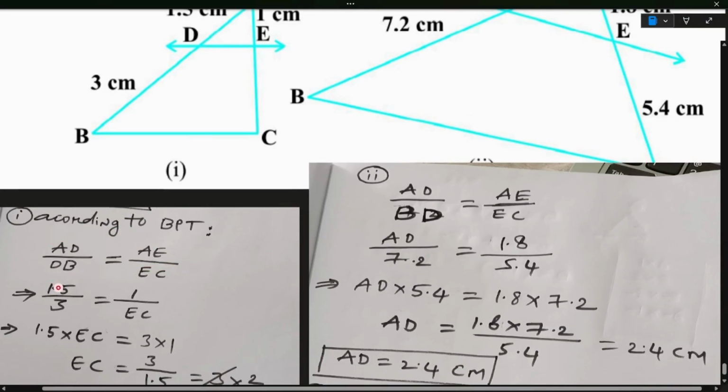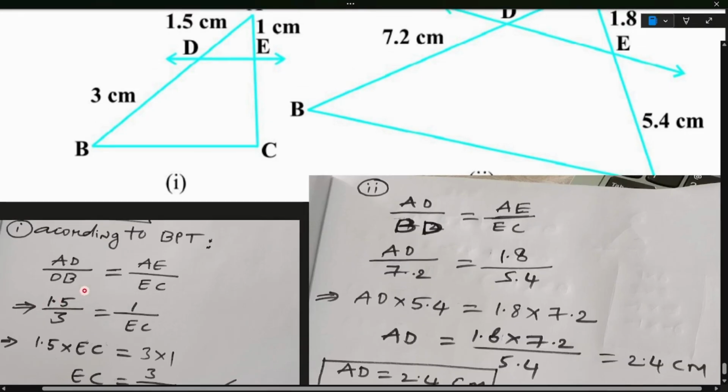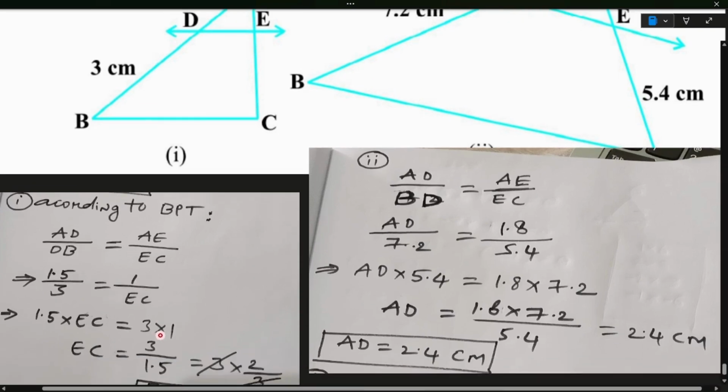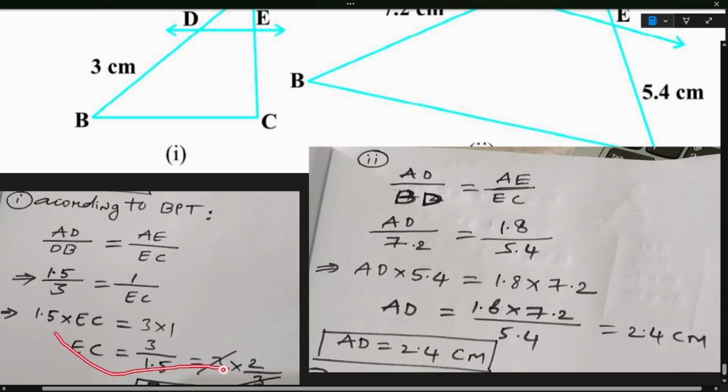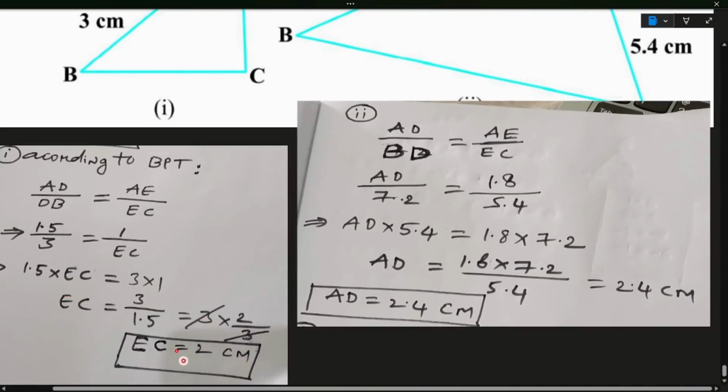So what is the length of AD here? 1.5 centimeters. What is the length of DB? 3 centimeters. What is the length of AE? 1 centimeter. What is the length of EC? We have to find out. By solving this, we can conclude the length of EC equals 2 centimeters.